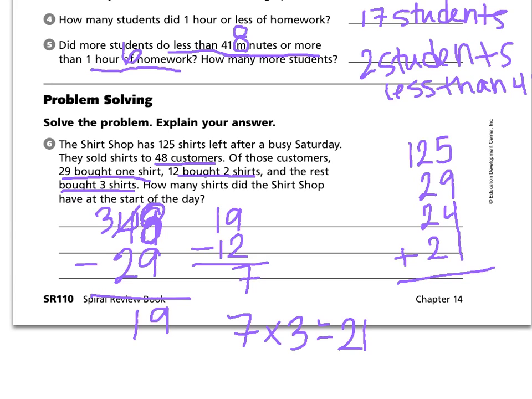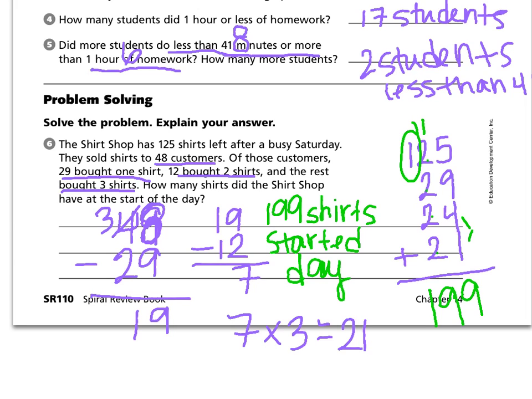Using this, I'm going to add it all together. I know that 1 plus 4 is 5, and 5 plus 5 is 10, plus the 9 more is going to be 19. Carry the 1. 2, 4, 6, 8, plus 1 is going to be 9, and 1 in the hundreds column. So I have 199 shirts is how many they started the day with. Remember, you need to show all of your work and thinking.